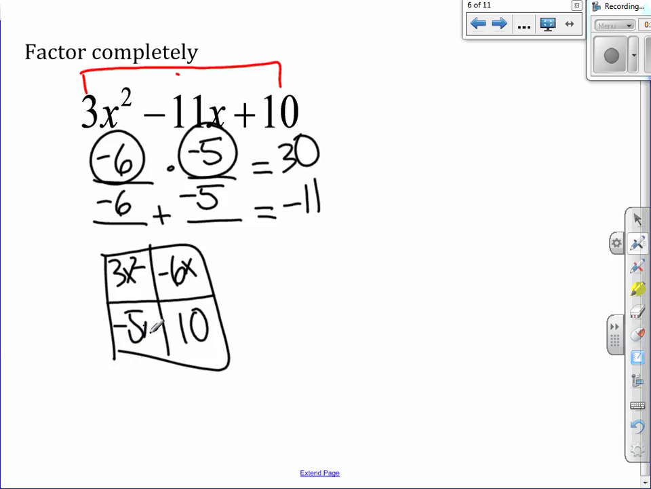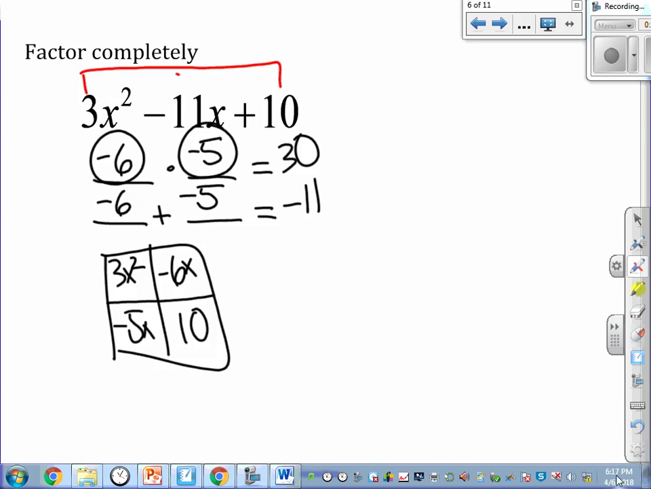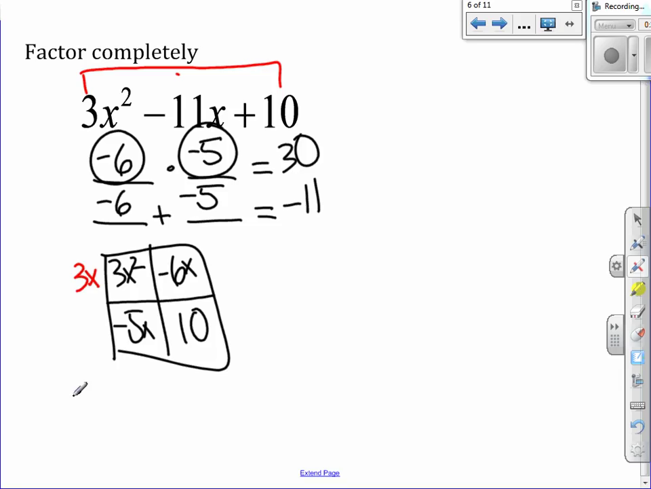We attach the x to each of those two numbers, and now we start factoring out the GCF of each row and each column along the left. So I recommend factoring along the left and along the top. The GCF along the first row is 3x. The GCF along the bottom row is -5. They only have one factor of x in common. The biggest number that goes into 3 and 6 is 3. In the bottom row, the biggest number that divides into 5 and 10 is 5.